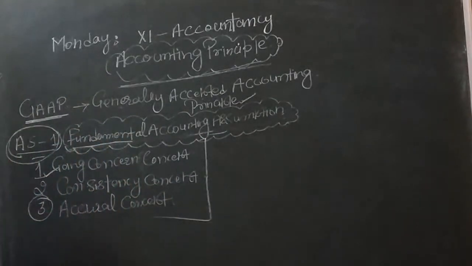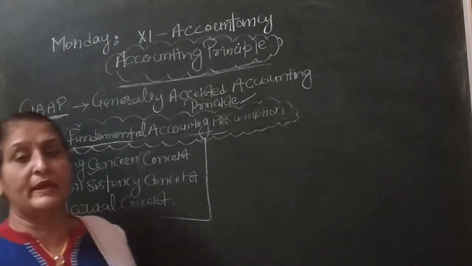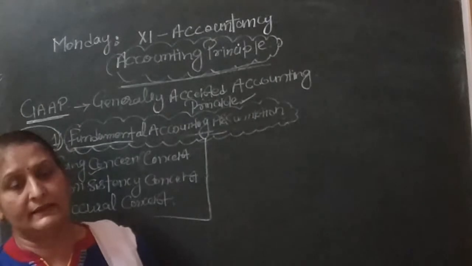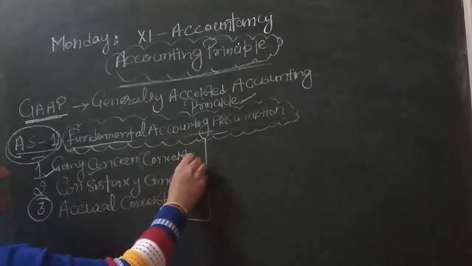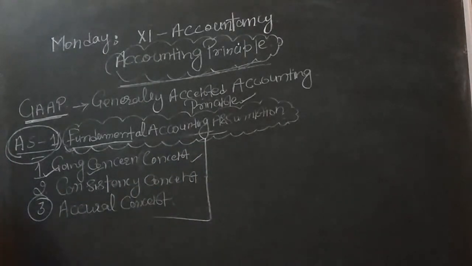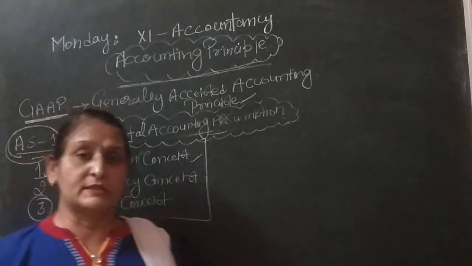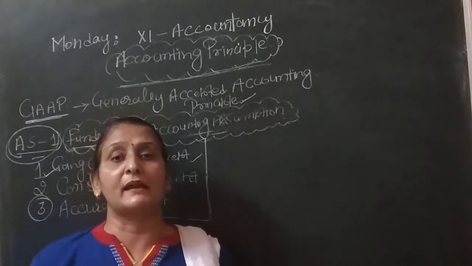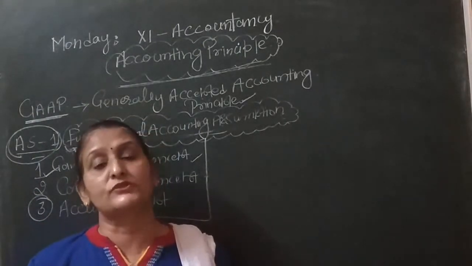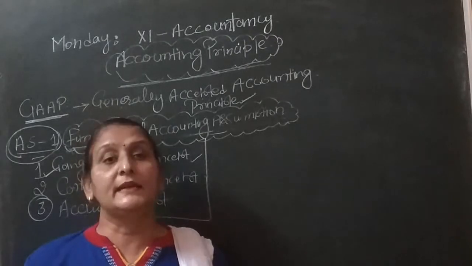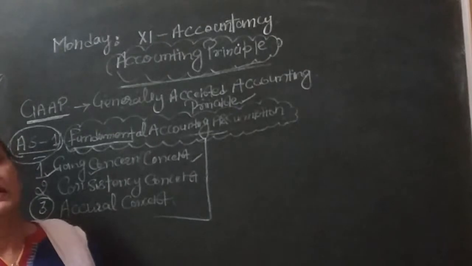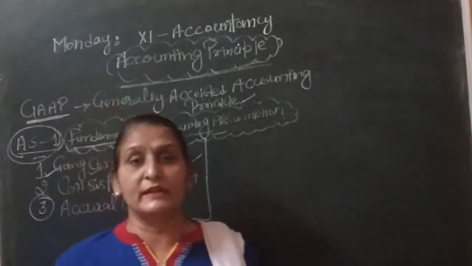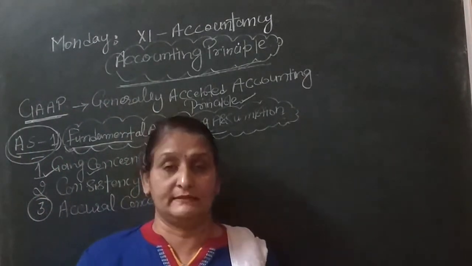गोइंग कंसर्न कॉन्सेप्ट के अकॉर्डिंग हम ये मान के चलते हैं कि बिजनेस फ्यूचर में लंबे टाइम तक चलने वाला है। फ्यूचर इज नॉट सर्टेन, लेकिन हम ये मान के चलेंगे कि बिजनेस बहुत लॉन्ग टाइम तक चलने वाला है। इसलिए ही हम अकाउंटिंग के अंदर फिक्स्ड एसेट्स को बाय करते हैं। So that's why we purchase the fixed assets, right?